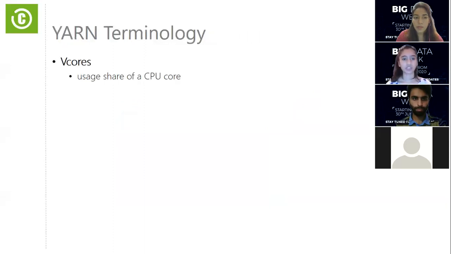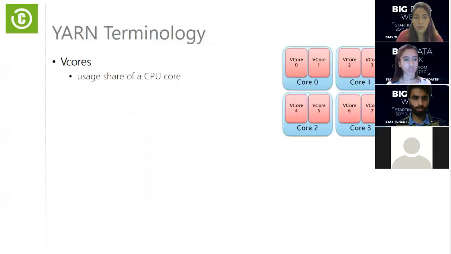So some terminology that I want to share, Yarn specific terminology. So there's the concept of vCores, which is a usage share of a CPU core. It is usually equal to the number of cores available. However, for less I/O intensive tasks, we can increase the ratio of vCores to physical cores higher than 1. So in this image, we can see that there are 4 physical cores. And we divided it up into basically 8 vCores. So per core, there are 2 vCores.